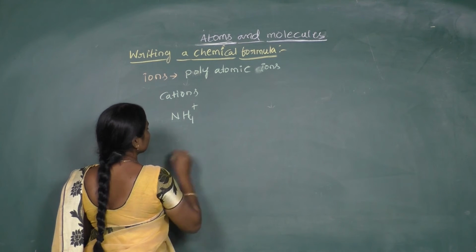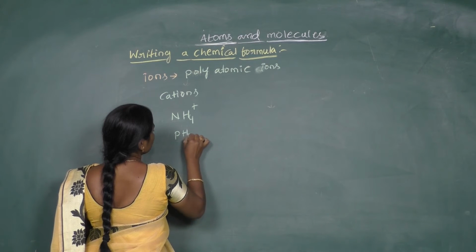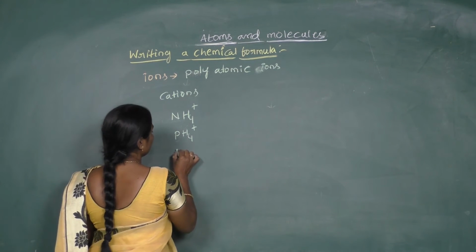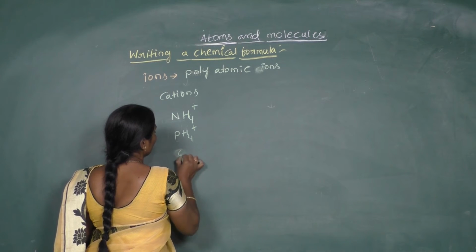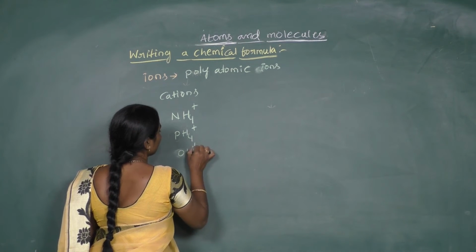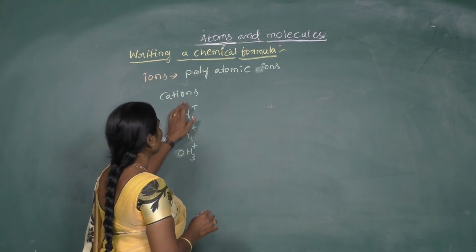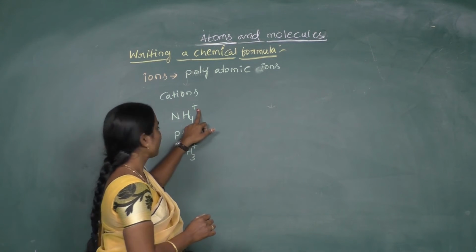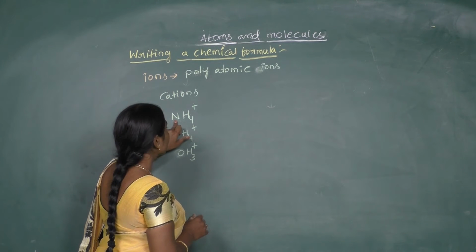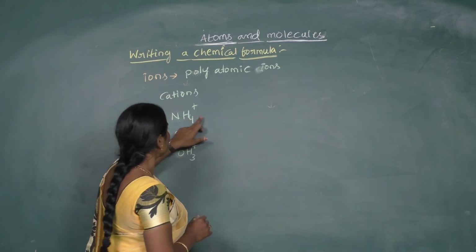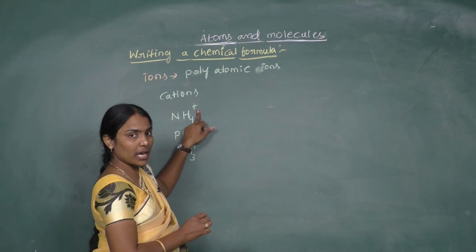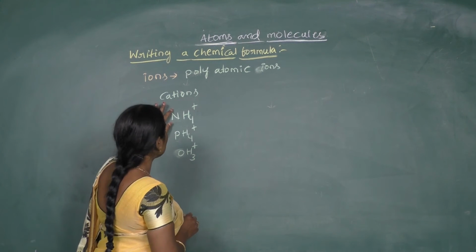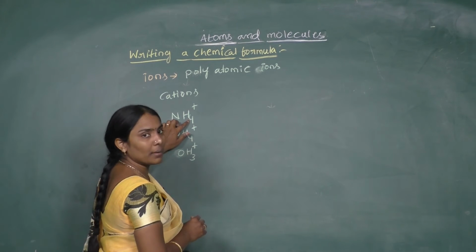You can have NH4+, PH4+, H3O+. All these are polyatomic ions that are cations. You see here, one atom of nitrogen and 4 atoms of hydrogen together give a charged species which is positive in nature, and we call this the ammonium ion.